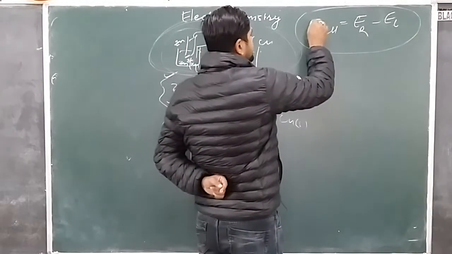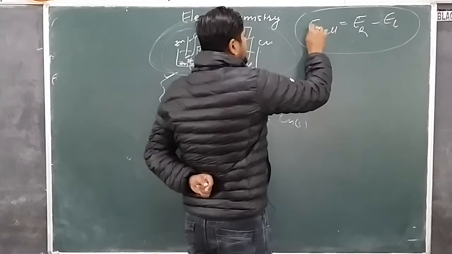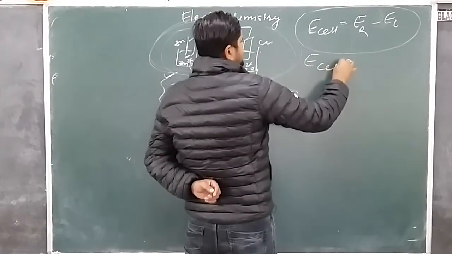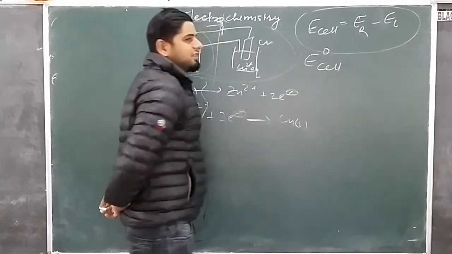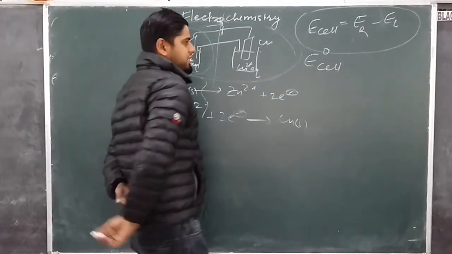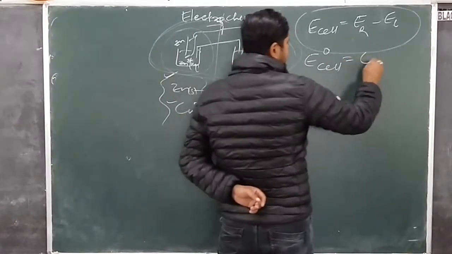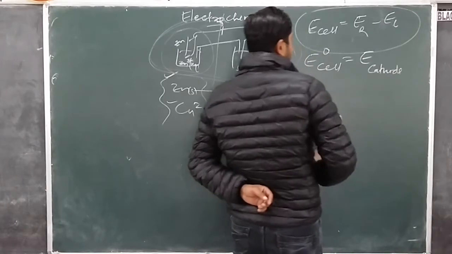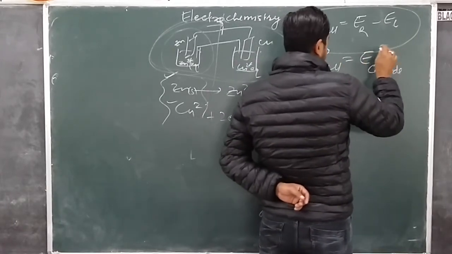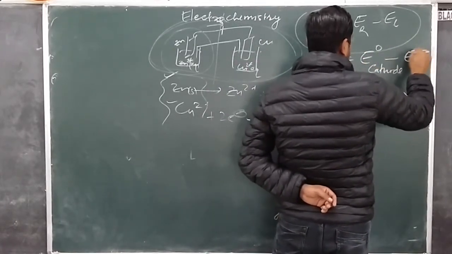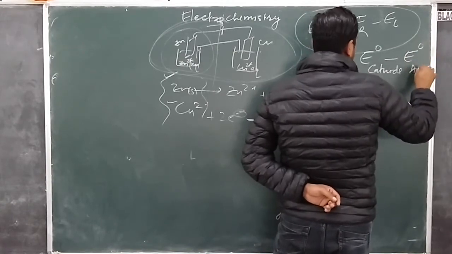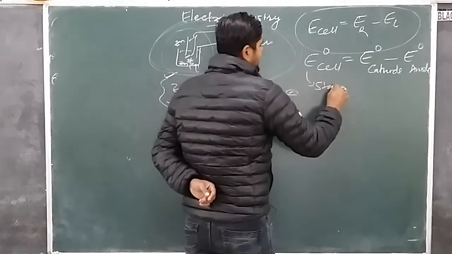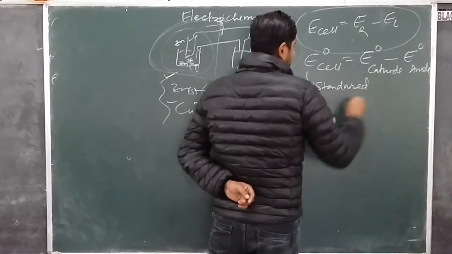Yes. Now, if we call this E naught cell, then this is called the standard cell potential, which is equal to E naught cathode minus E naught anode. This is called the standard potential.